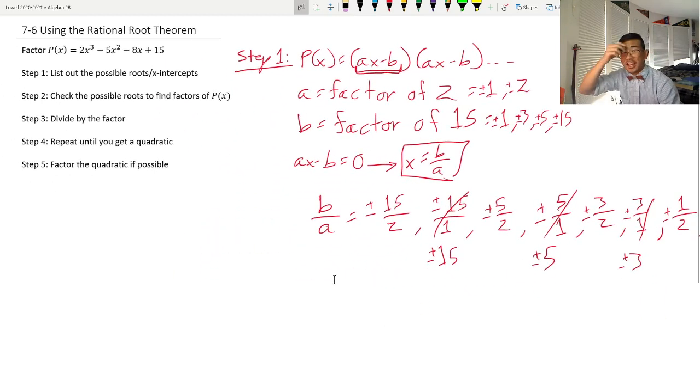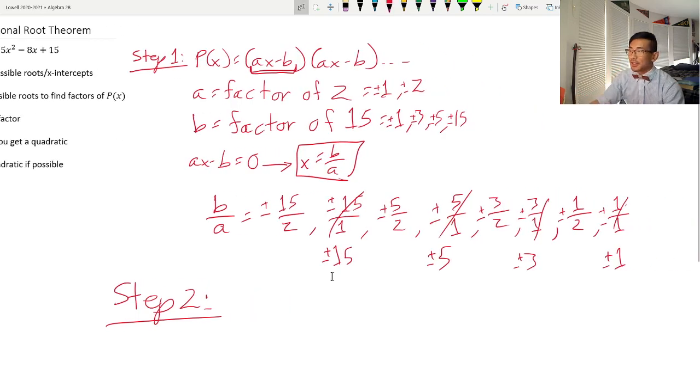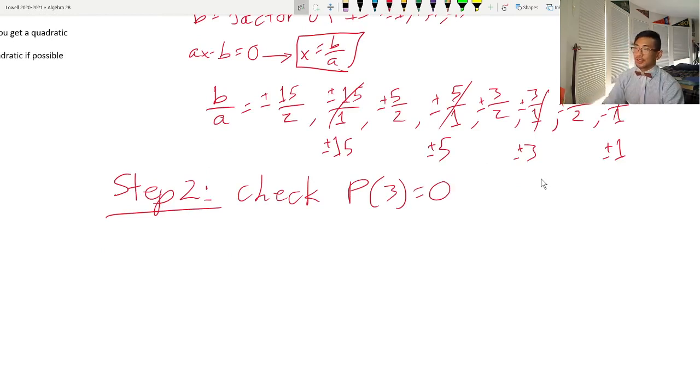But again, step 2 is to check these roots, these possible roots, remember. Step 2, check them. So let's just try an integer, and we're going to try 3. So I'm going to check, does P of 3 equal 0? Actually, that's silly. Why would I do 3? We should choose 1 because it's going to make your life easier. So I'm going to try P of 1. And that hopefully will equal 0.